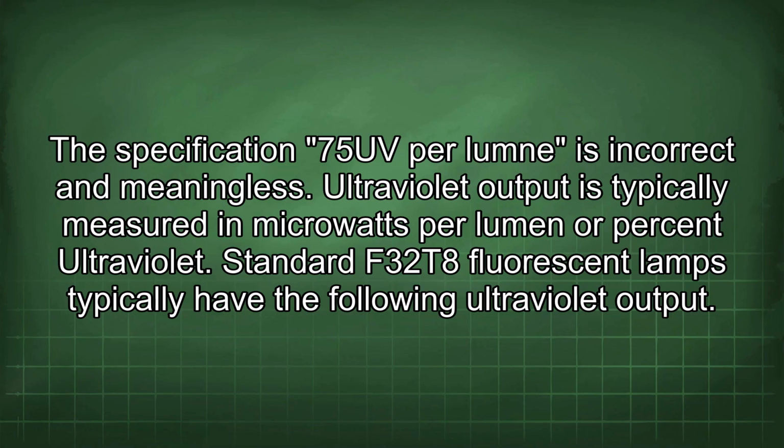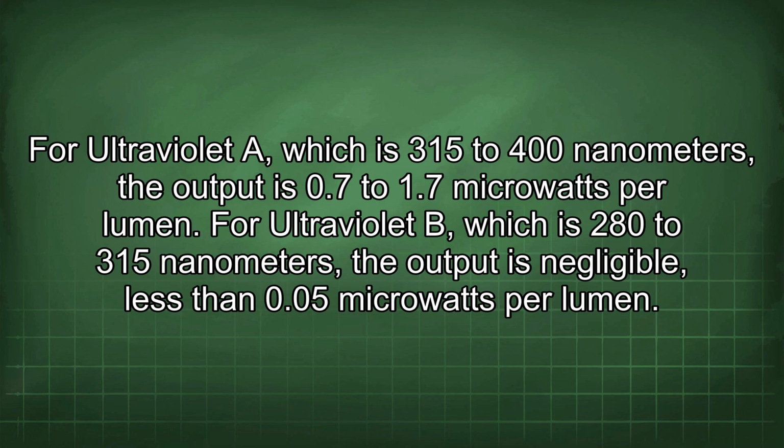The specification 75 UV per lambda is incorrect and meaningless. Ultraviolet output is typically measured in microwatts per lumen or percent ultraviolet. Standard F32T8 fluorescent lamps typically have the following ultraviolet output. For ultraviolet A, which is 315 to 400 nanometers, the output is 0.7 to 1.7 microwatts per lumen.